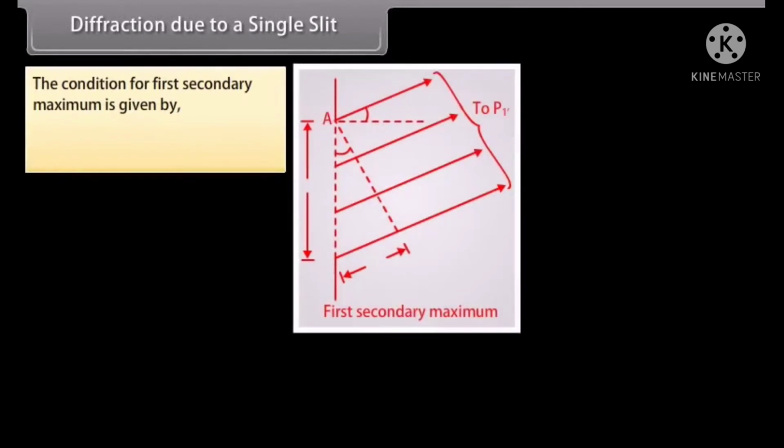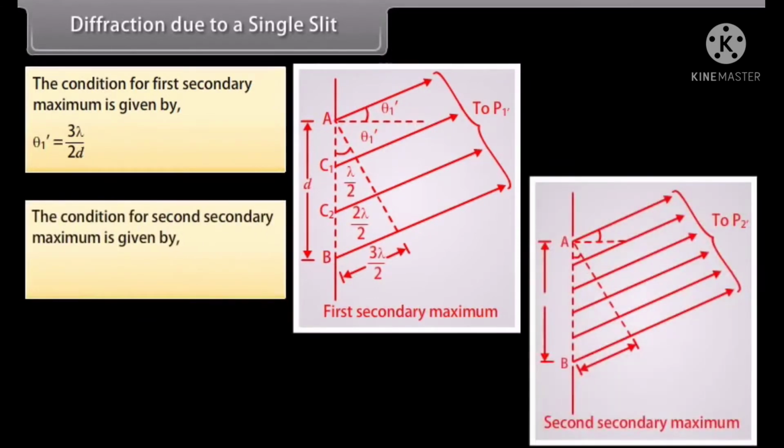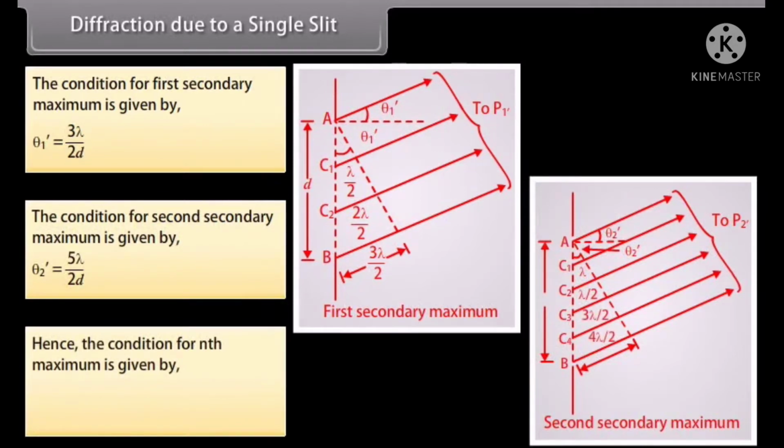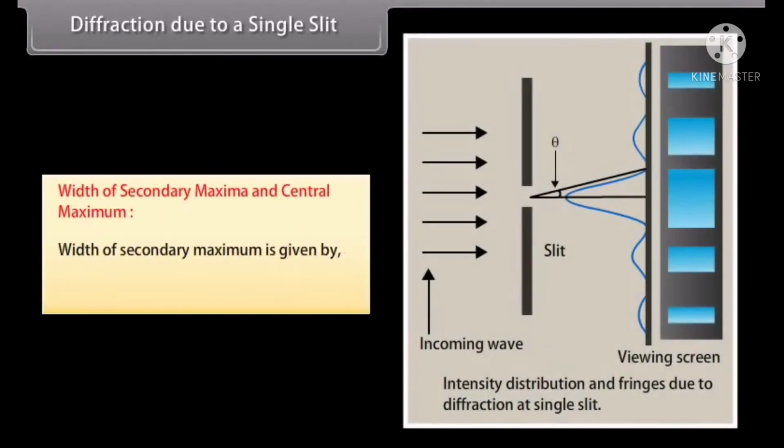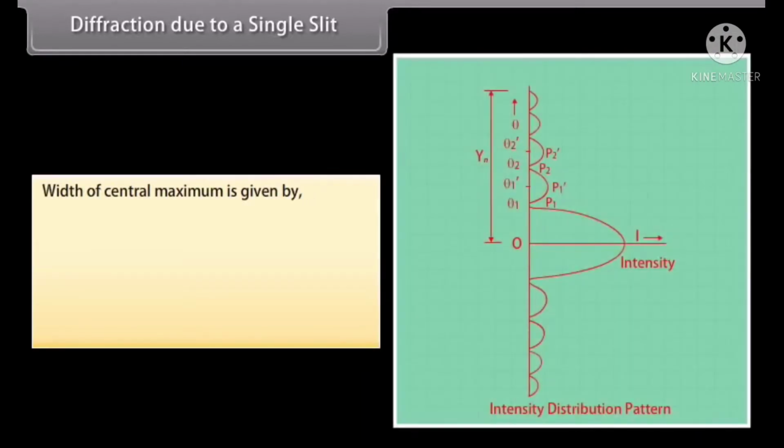The condition for the first secondary maximum is given at an angle theta equal to 3 lambda upon 2d. The condition for the second secondary maximum is given at an angle equal to 5 lambda upon 2d. Hence, the condition for the nth maximum is given at an angle equal to (2n+1) lambda upon 2d. The width of a secondary maximum is given by beta = D lambda upon small d. The width of the central maximum is given by beta naught = 2D lambda upon small d.